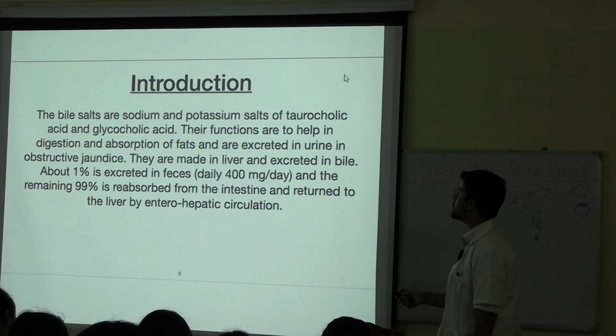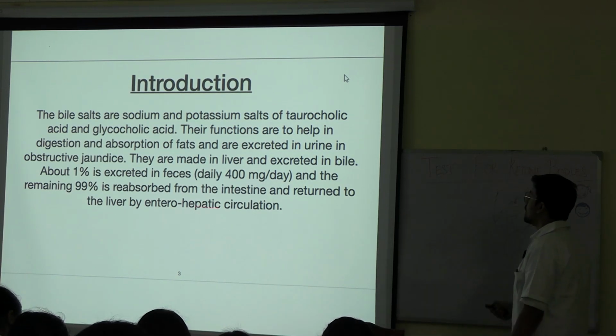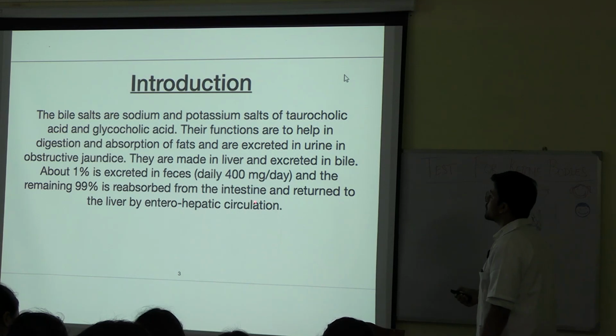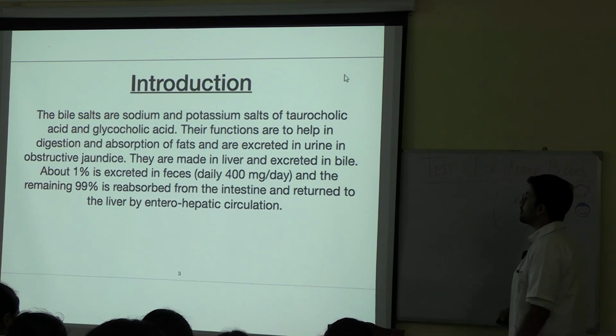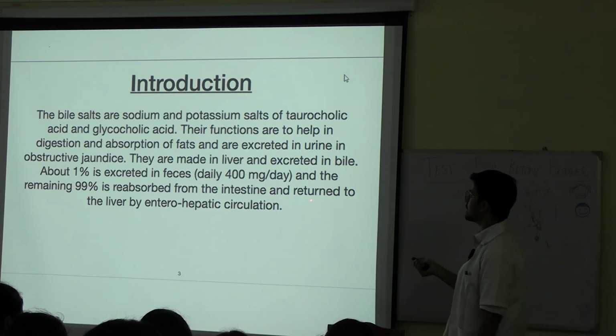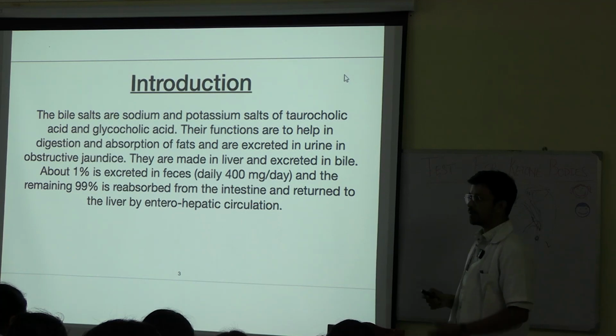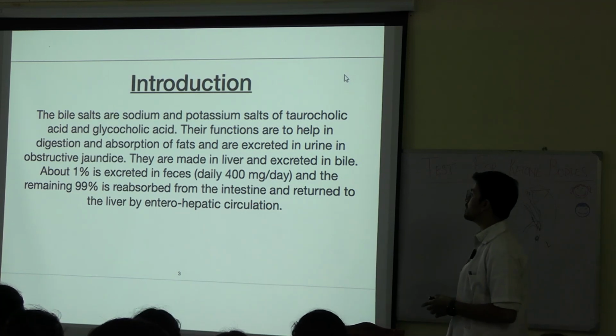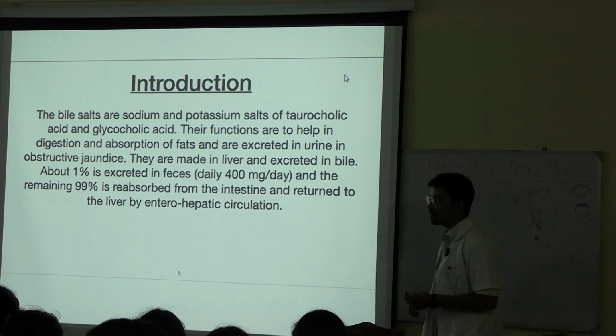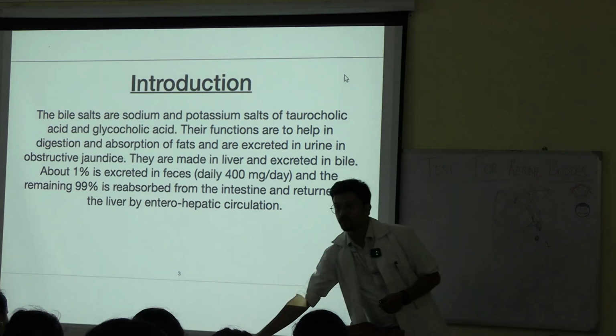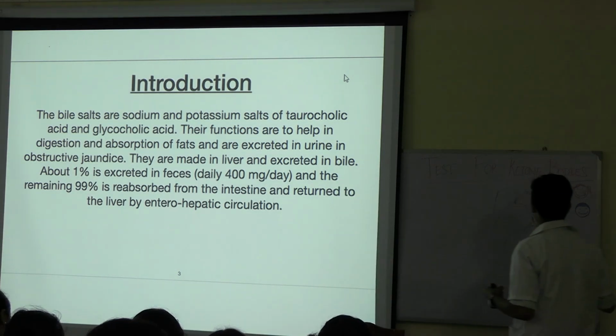Okay, so 1% of these bile salts are getting excreted, and the rest of the 99% are reabsorbed in the intestine and returned to the enterohepatic circulation. Now, these things are pretty much new to you people. Anybody has any idea about this thing? How it is getting reabsorbed and how it is getting into the enterohepatic circulation? I hope not. Okay, now let me explain.